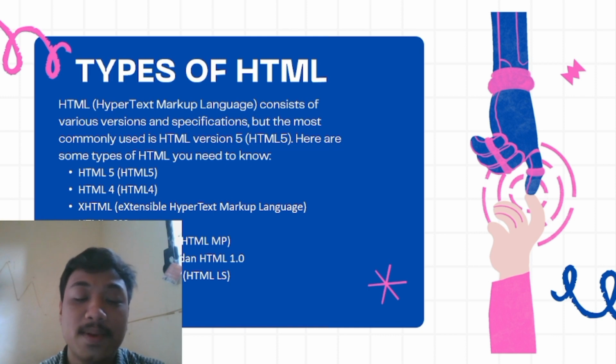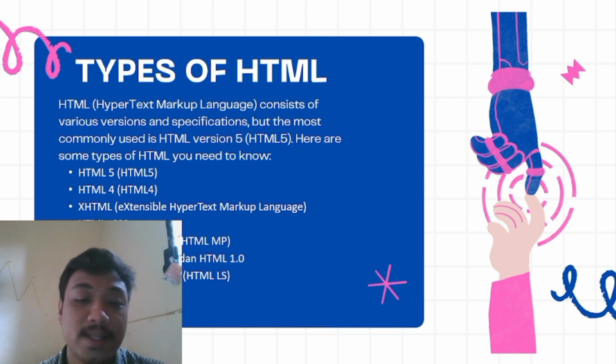Next is HTML plus CSS. Although CSS, cascading style sheets, is not a version of HTML, it plays an important role in designing the appearance of web pages. HTML and CSS work together to separate the content and structure from the display, so you can design web pages more flexibly.